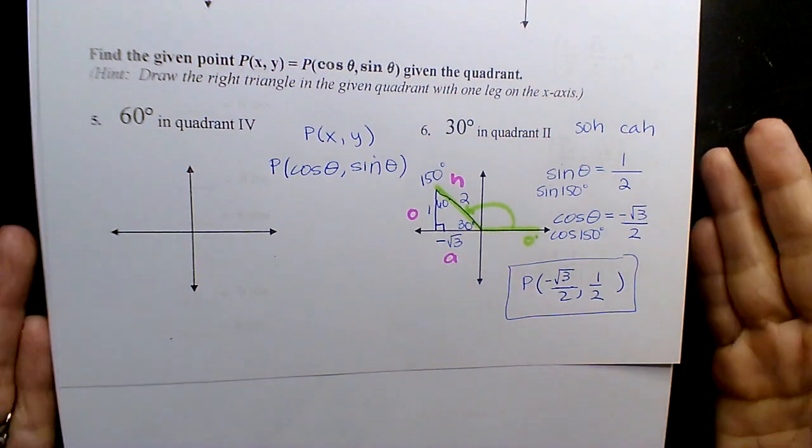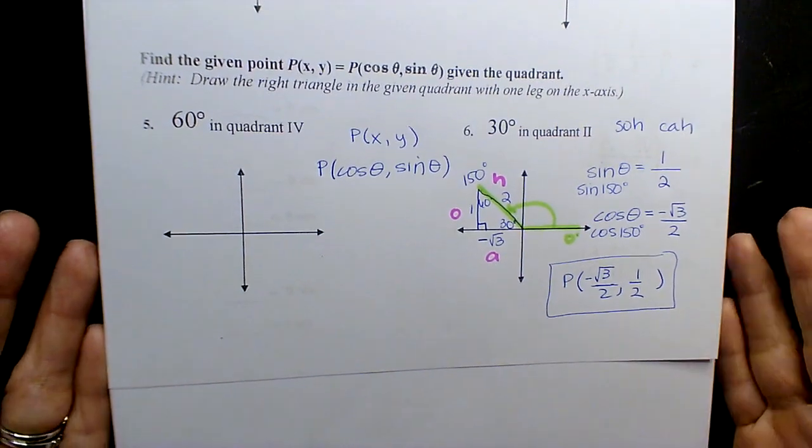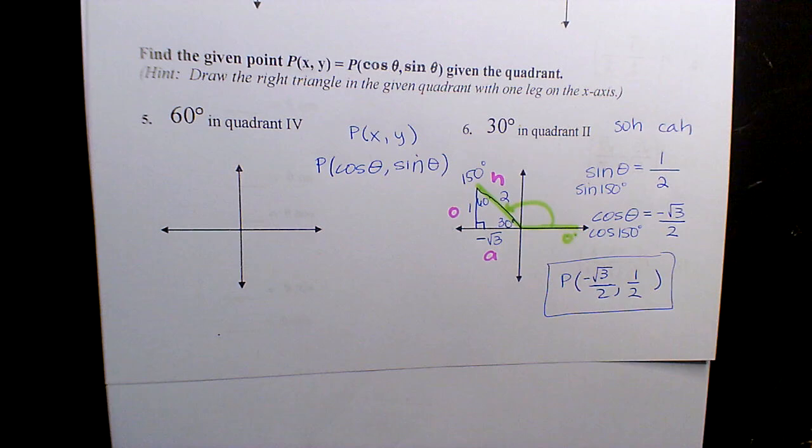So again, you're still building off of just your reference triangles, because that is the unit circle, and then eventually, you know, we graphed a little last week, but this is just what it is.